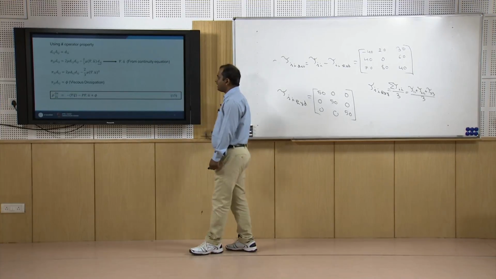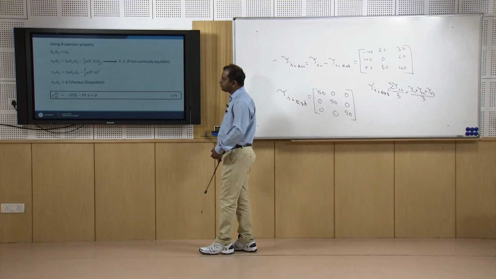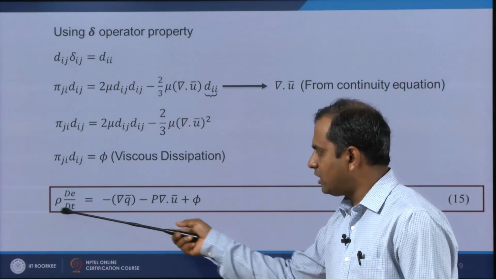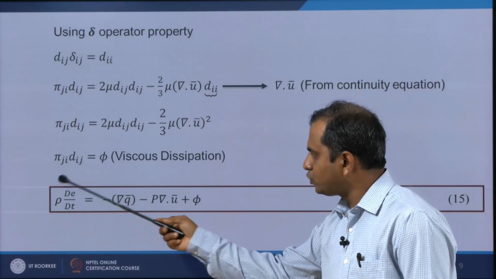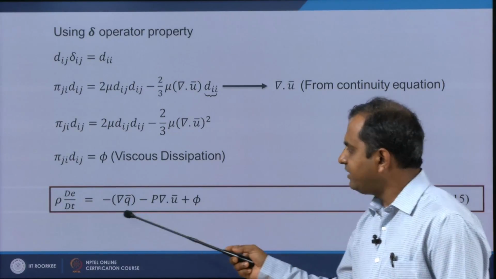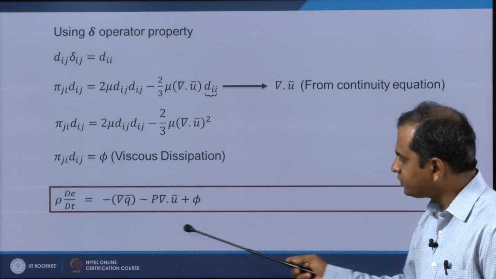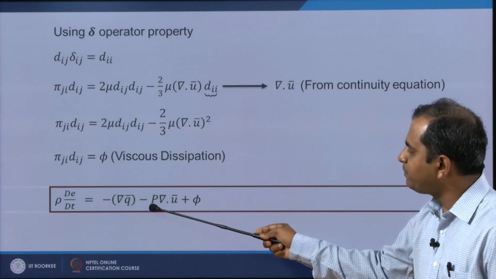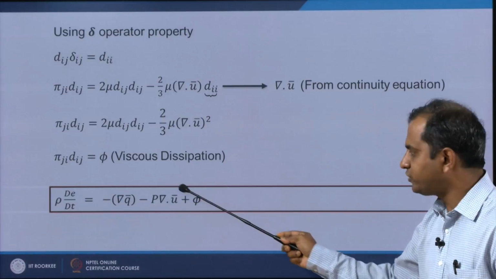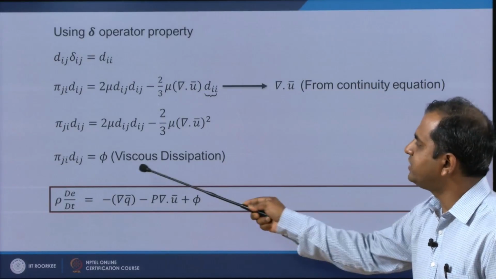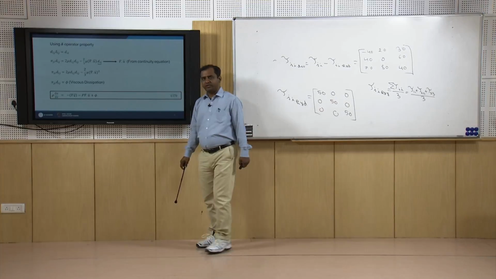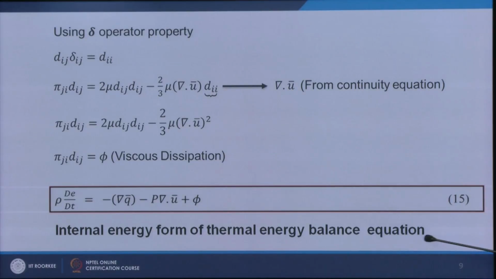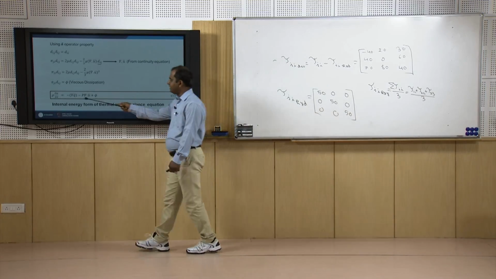Now, if we put all the terms back in our thermal energy balance equation, the left hand side remains the same: rate of change of energy in storage. On the right hand side, in place of the stress part, tau ji into del del xj of ui, I am writing minus p del dot u, which is coming from the hydrostatic part, and then plus phi, which is nothing but viscous dissipation coming from the deviatoric part. So, this form we call the internal energy form of the thermal energy balance equation. Here E is the internal energy.